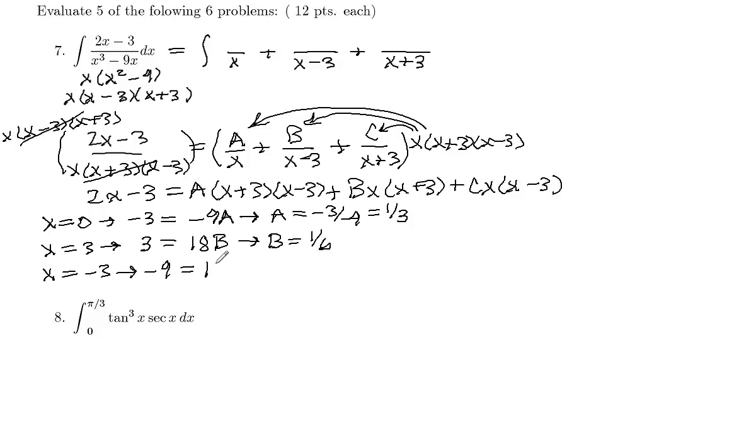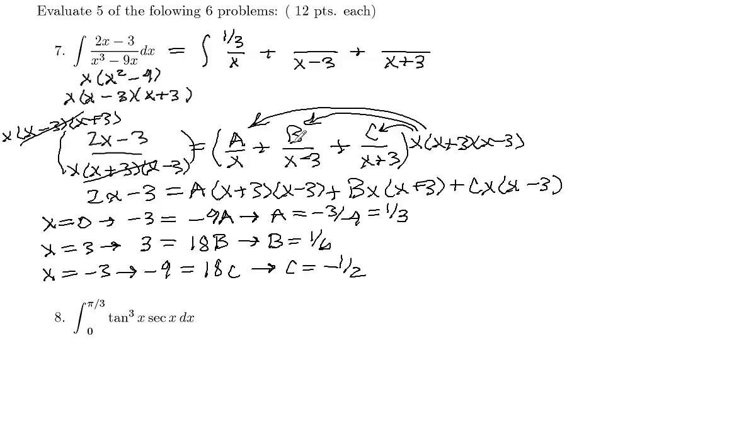So this is going to be 18c. And so then divide both sides by 18. So c is going to be equal to negative 9 over 18, which is negative 1/2. So now we can plug those numbers in up here. So our a is the number over x, that's 1/3.